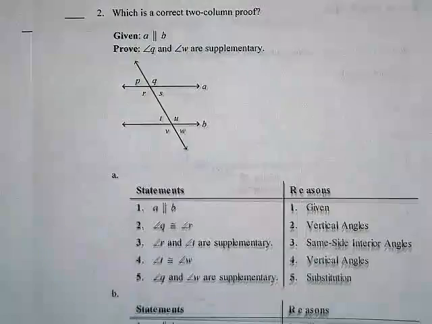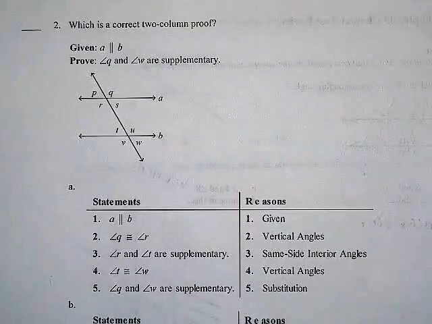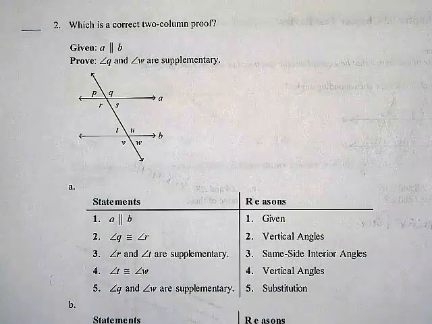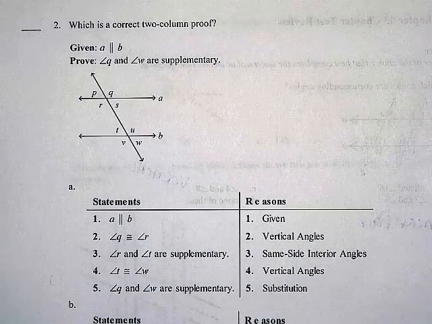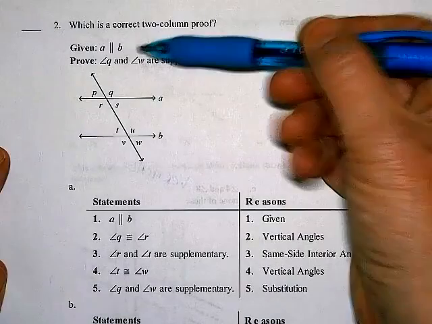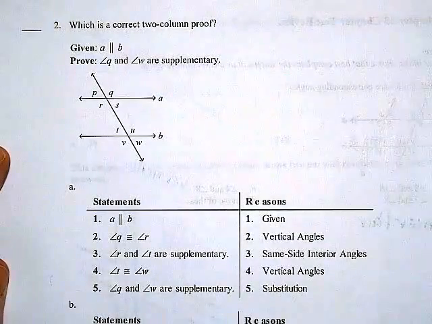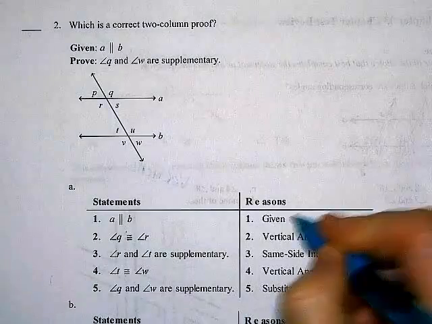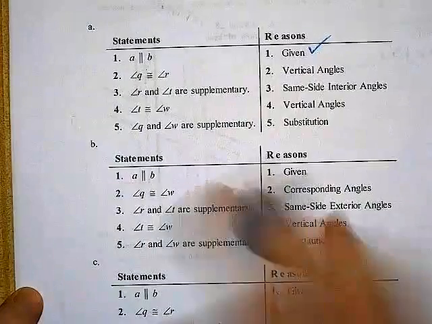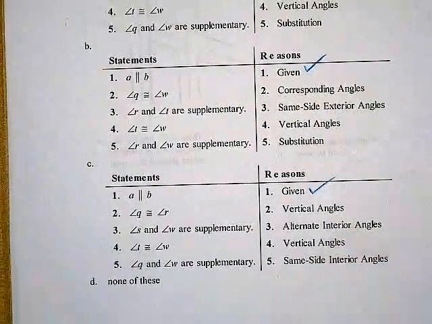Question 2. Which of the following is the correct two-column proof? Well, let's just go through. We just have to go through the reasons and decide whether we think it's correct or incorrect. The given information is that A is parallel to B. And the first one says A is parallel to B, given, so that one is good. And the second one starts off with the same thing, so it's good. And the third one is good. So far, I cannot eliminate anything.